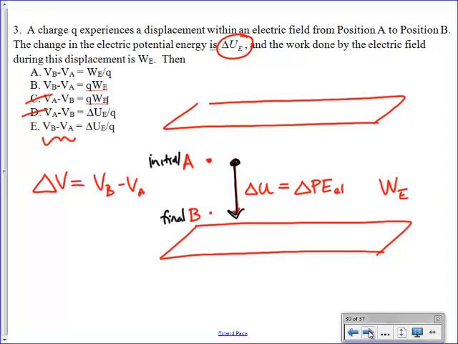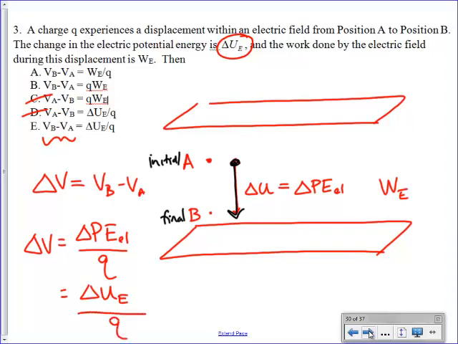And then the next thing that I'm going to do is think about what that means. So I know that voltage is equal to change in potential energy over the charge. So the change in potential energy in this problem is equal to delta U, and the charge is simply Q. So I think we have our answer here. It's E.